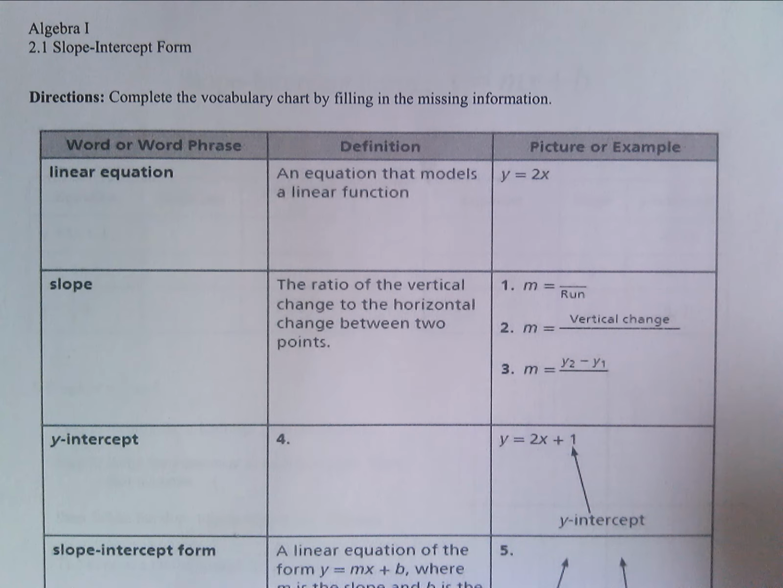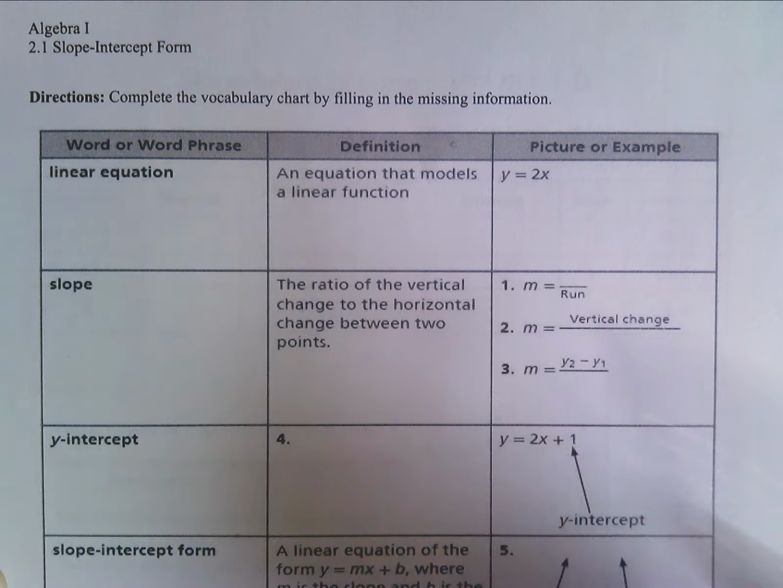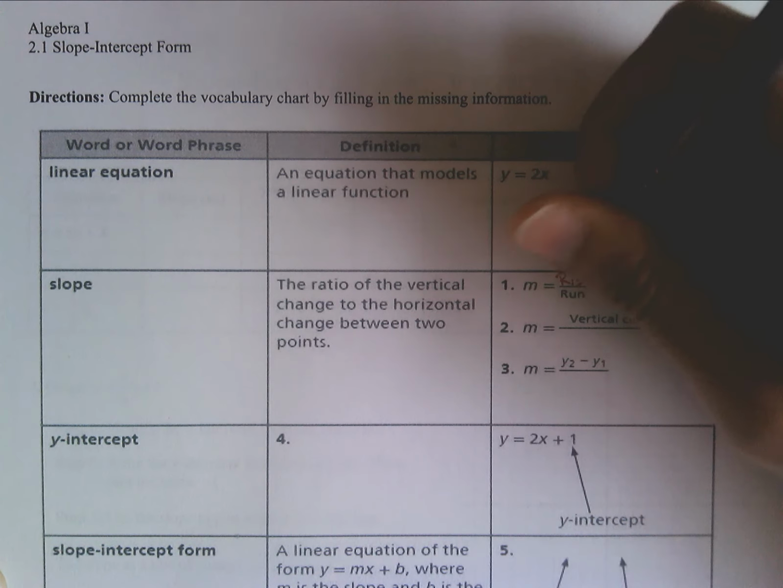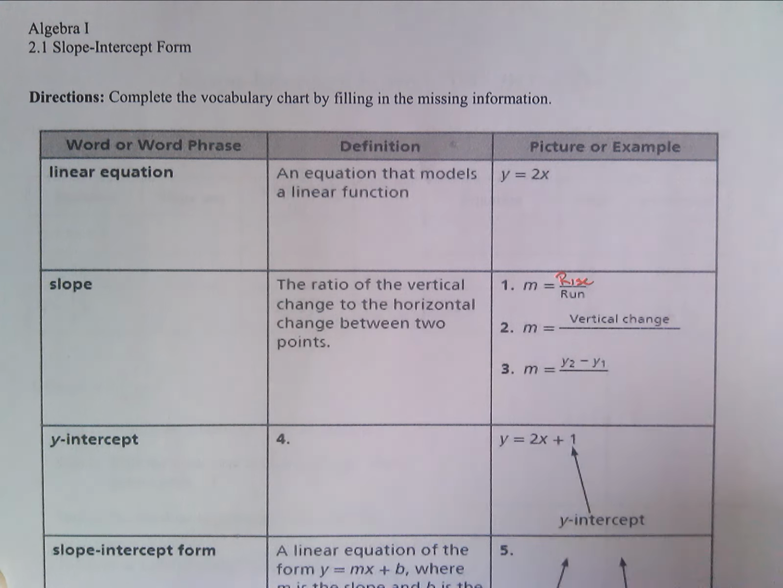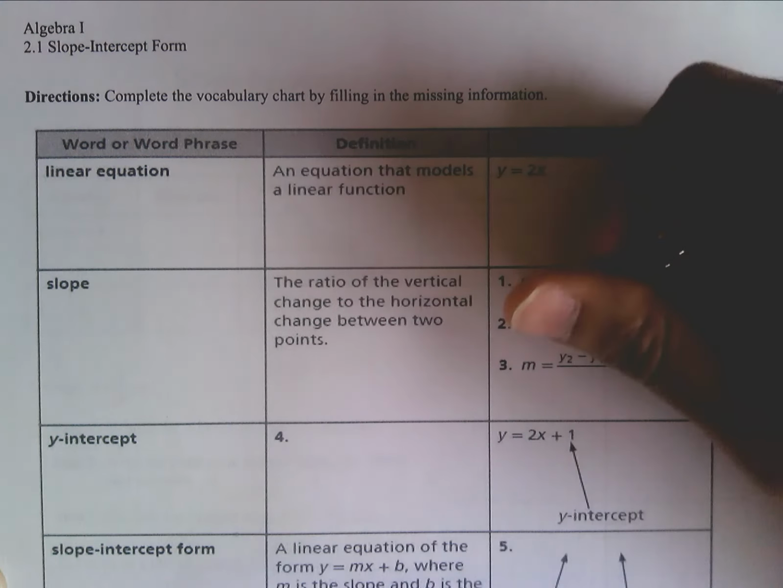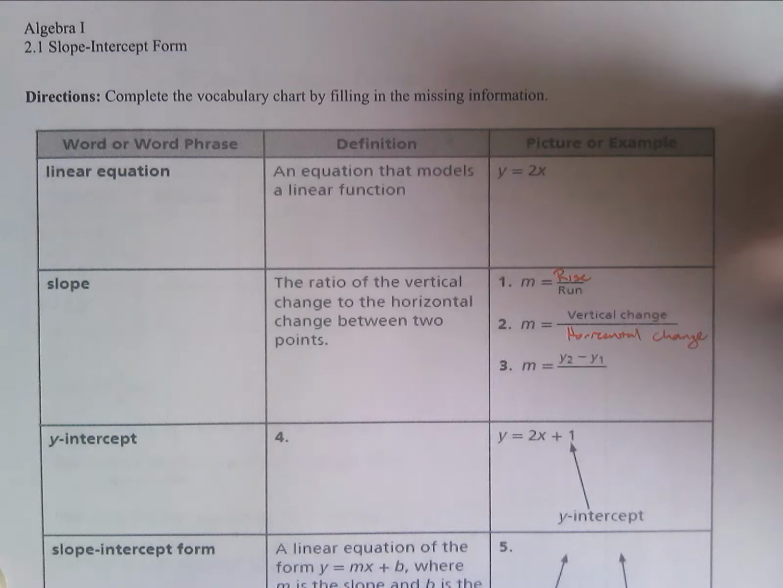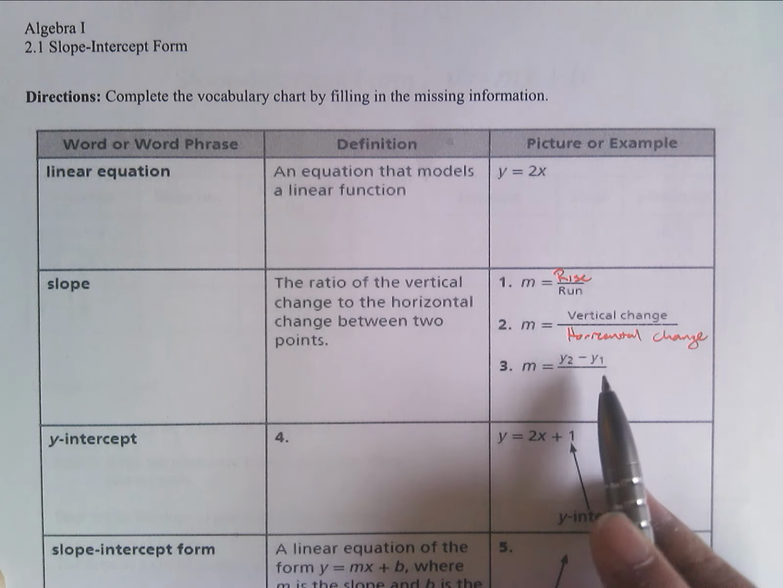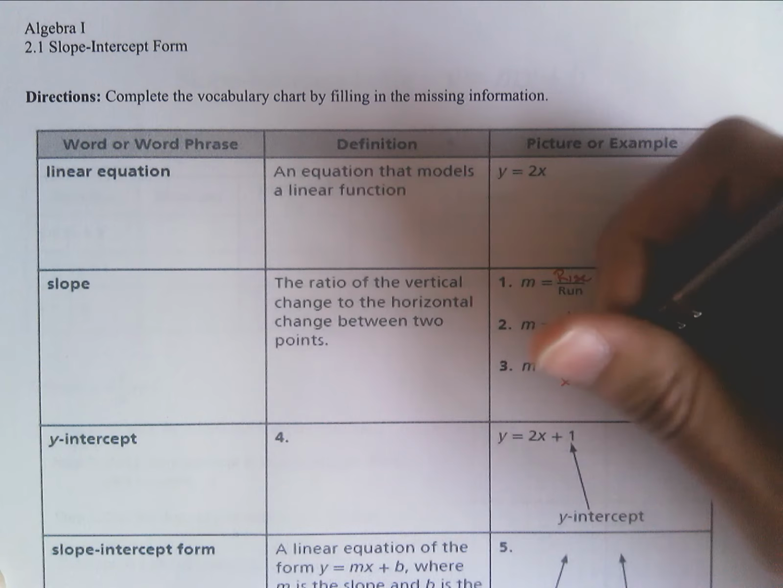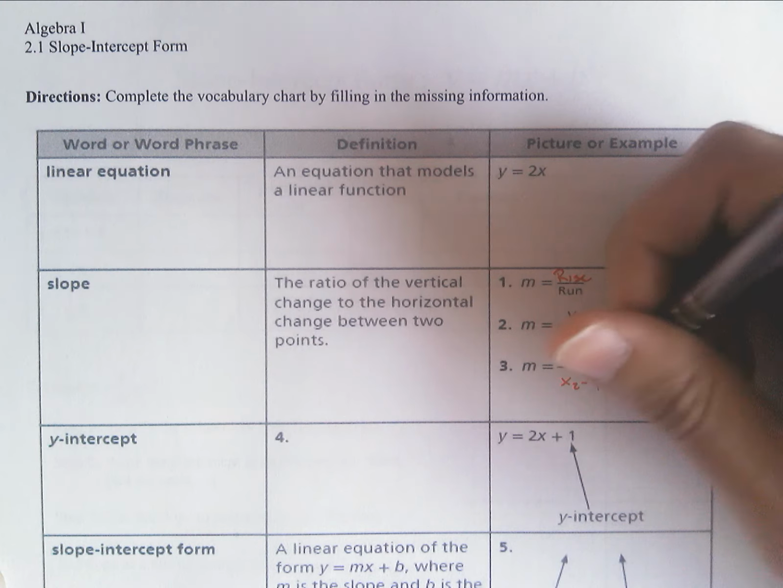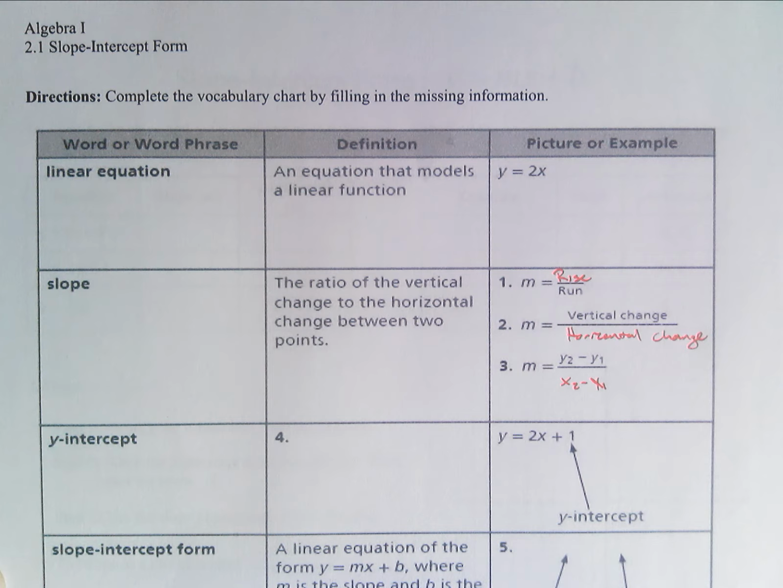Okay. The slope is the ratio of the vertical change to the horizontal change between 2 points, which we discussed in our previous notes, slope as a rate of change. Slope can be represented graphically as the rise over run. It is the ratio of the vertical change over the horizontal change, or it's the ratio of y2 minus y1 over x2 minus x1. So remember, the vertical change over the horizontal change, delta y over delta x.